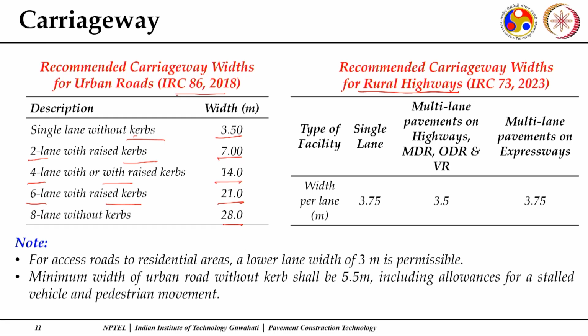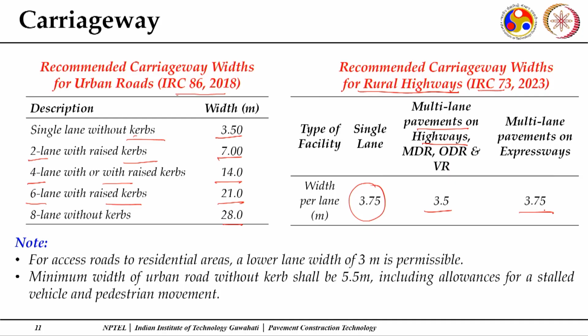Now, one important aspect which we normally see in rural highways, especially national highways, expressways or state highways, follows the guidelines of IRC 73. It says that if a single lane is to be constructed, the width per lane should be 3.75 meter. If multi-lane pavements are to be constructed under state highways or national highways, then if more than one lane is there, each lane should have a width of 3.5 meter. If multi-lane expressways are there, where the design speeds are quite high, more than 120 km per hour, the lane width is 3.75 meter.